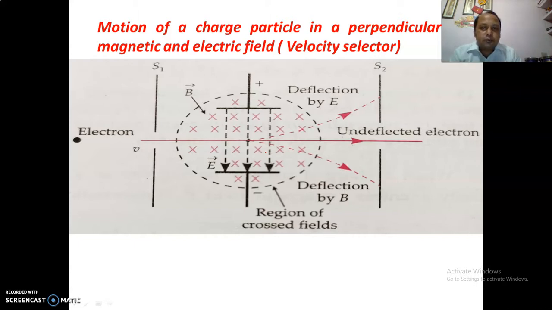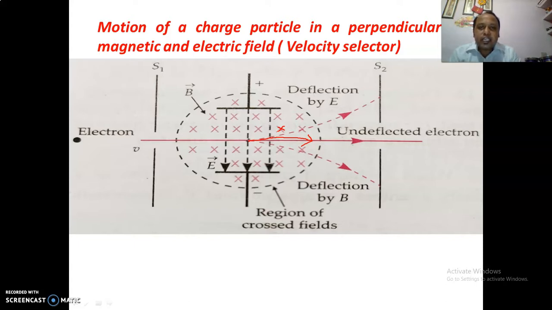So the direction of V cross B, if you consider the magnetic field to be in the inward direction and the velocity towards the right hand side, then as the electron is moving in this direction with velocity towards the right, and the magnetic field in the inward direction, given by the cross sign, we can use the right hand thumb rule or right hand screw rule to find the direction of the force experienced by the charged particle.